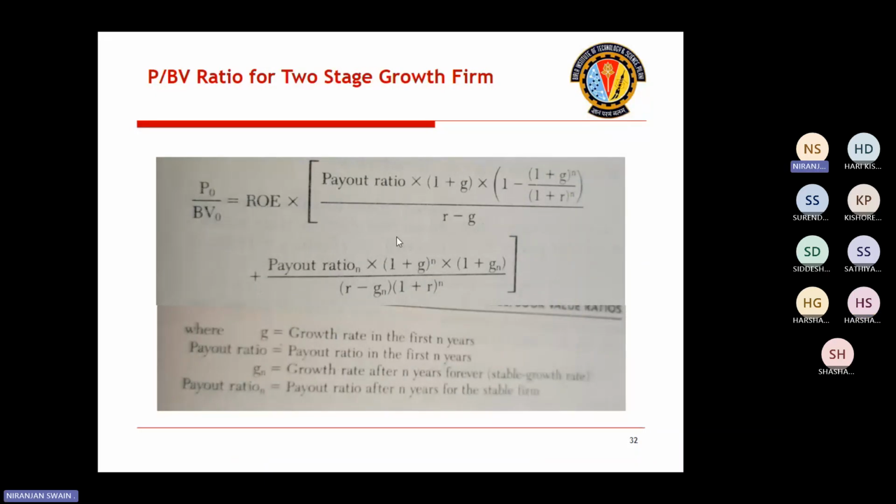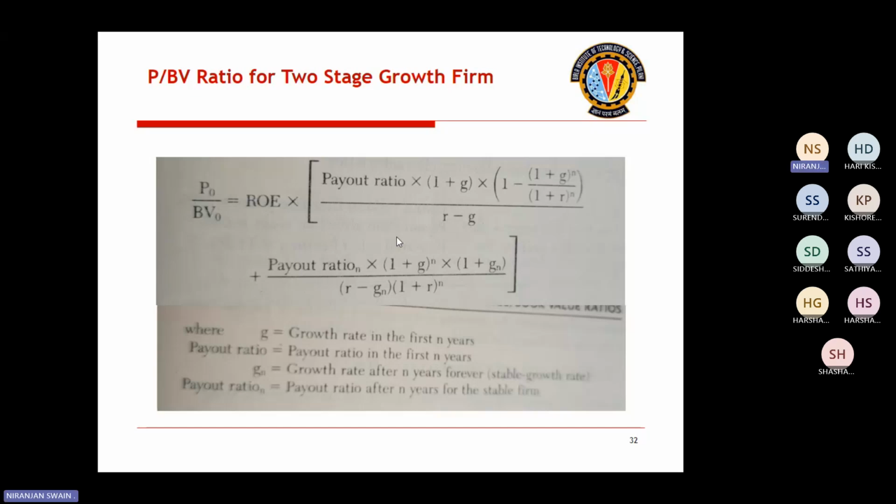First, you take the return on equity, which is 25%, 0.25, multiplied by the whole. The numerator will be the payout ratio. Here, the payout ratio is 20%. 20% into the growth rate, which is 1.20. Again multiplied by 1 minus 1.20 to the power 5, divided by 1 plus k, that is 1.115 to the power 5. This is during the high growth period.